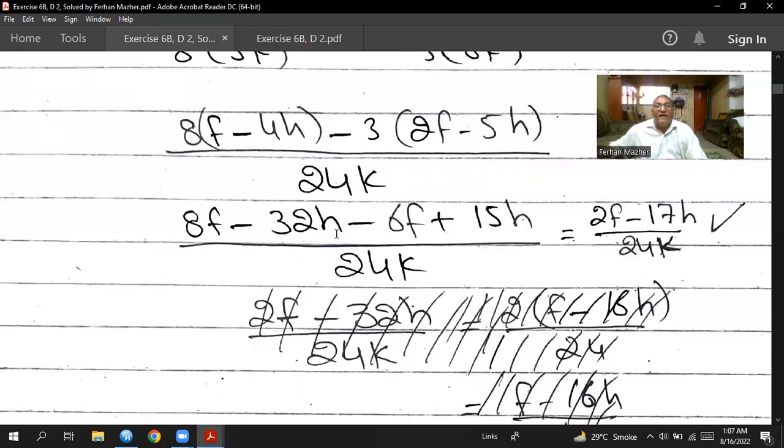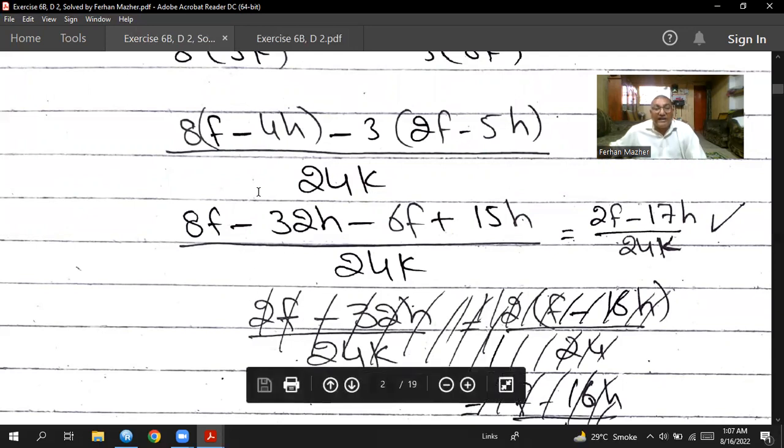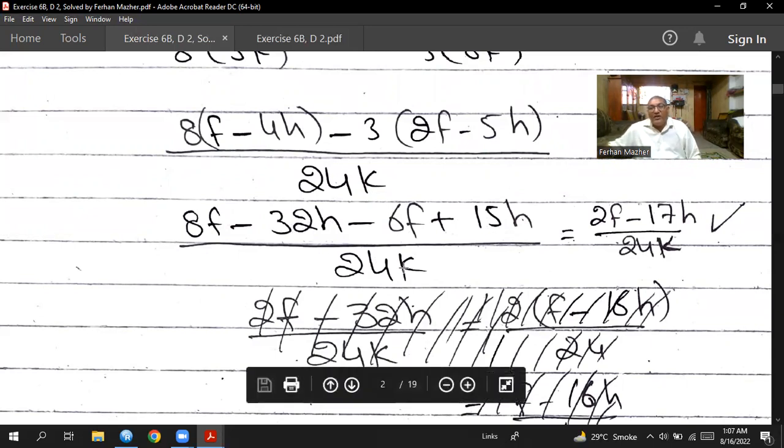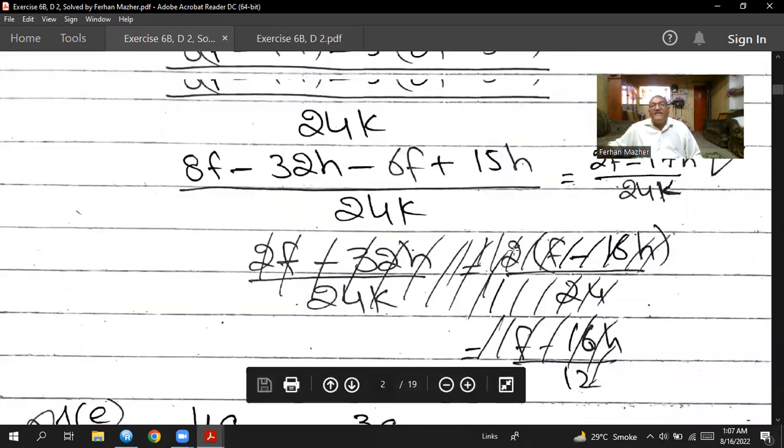So f and f will be added, subtracted, h and h will be added, subtracted with each other. So 8f minus 6f, you will have 2f, minus 32h plus 15h, it will be minus 17h. The whole thing divided by 24. Okay, so this is the answer.